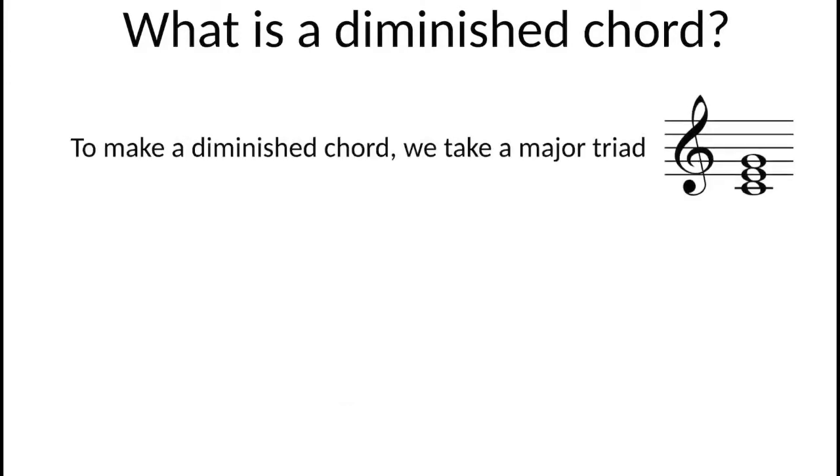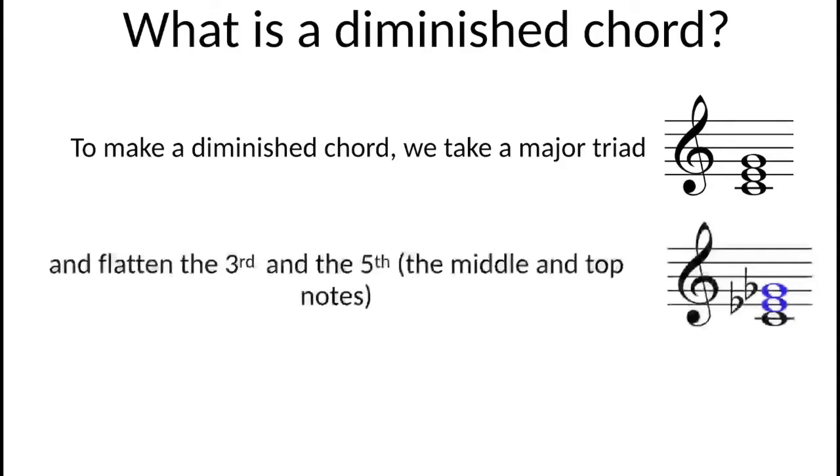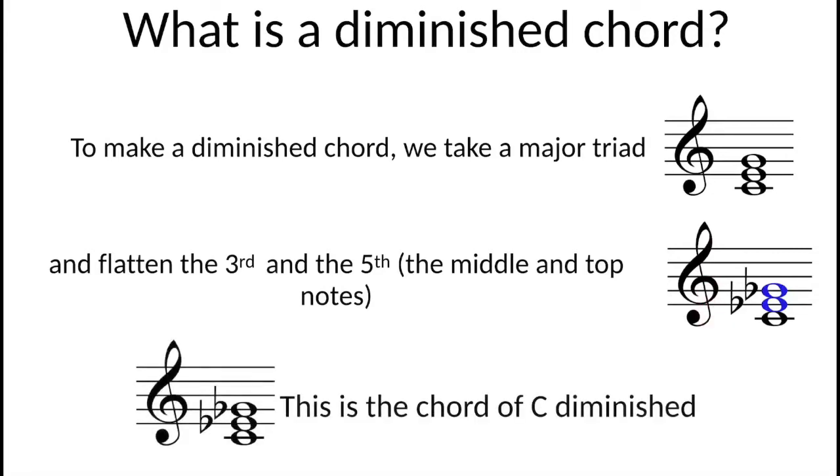Diminished chord. So how do we make a diminished chord? First of all, we take the major triad as before. This is the major triad of C, as you know. And we flatten both the third and the fifth. So we flatten the E, we flatten the G. Gives us this. And that's the chord of C diminished.